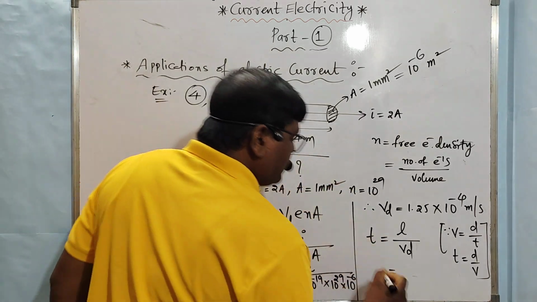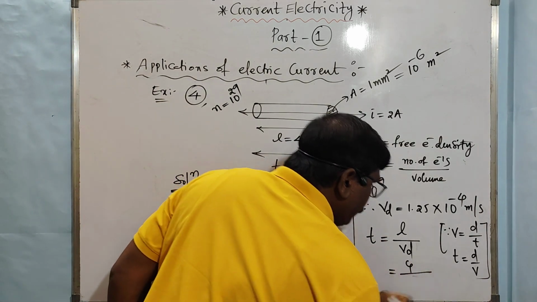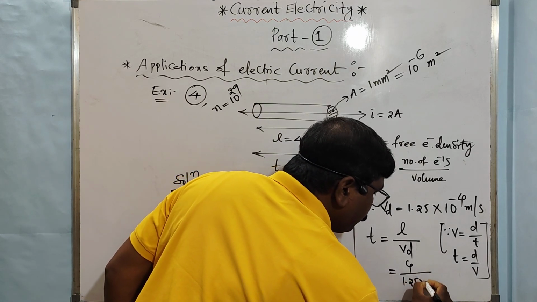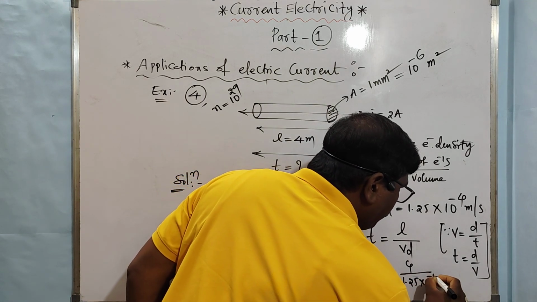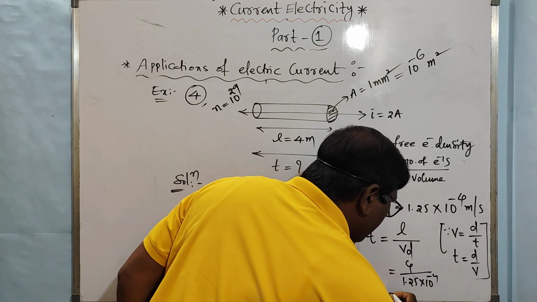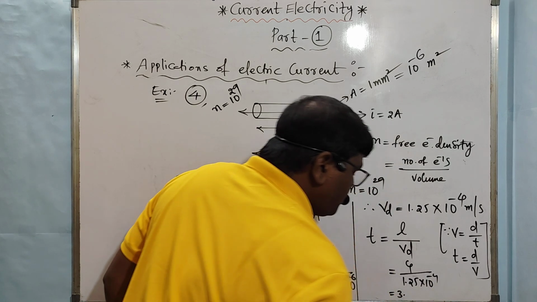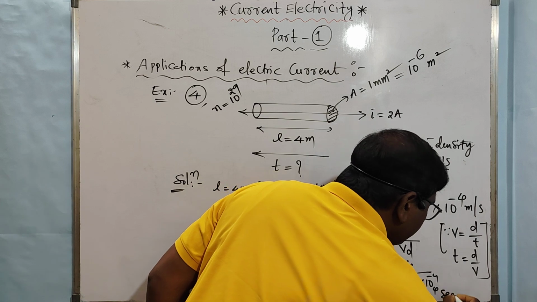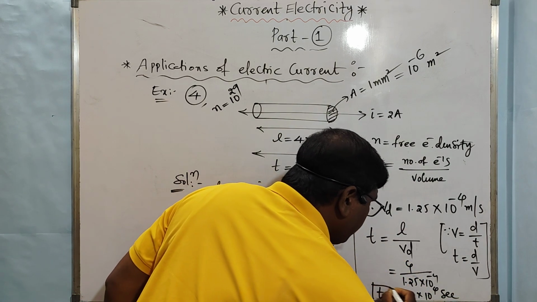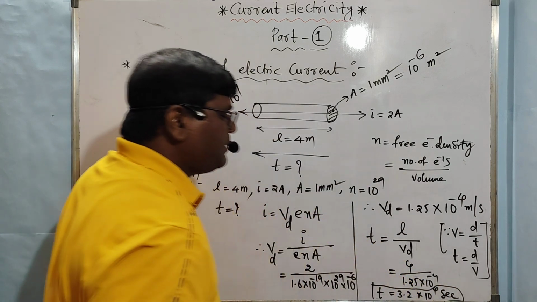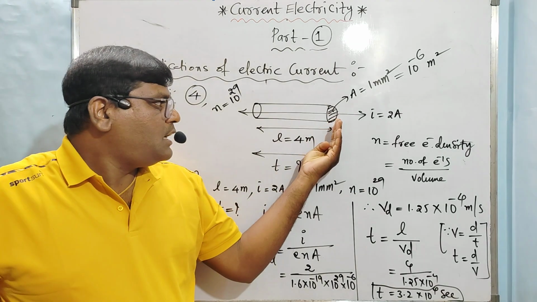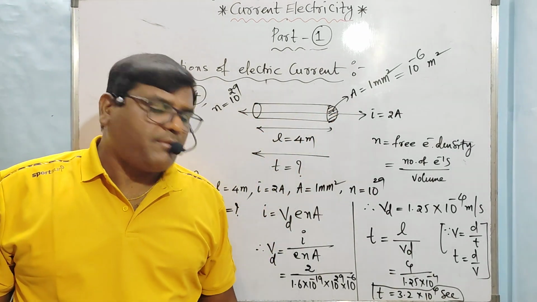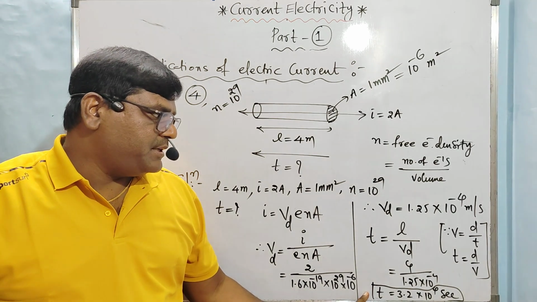Now, the length of the conductor is 4, divided by the drift velocity we already found, 10 to the power of minus 4. If you calculate this, we will get 3.2 into 10 to the power of 4 seconds. So in a time interval of this much, the total charge can cross through this conductor. This is the way we can find the value of the time period.